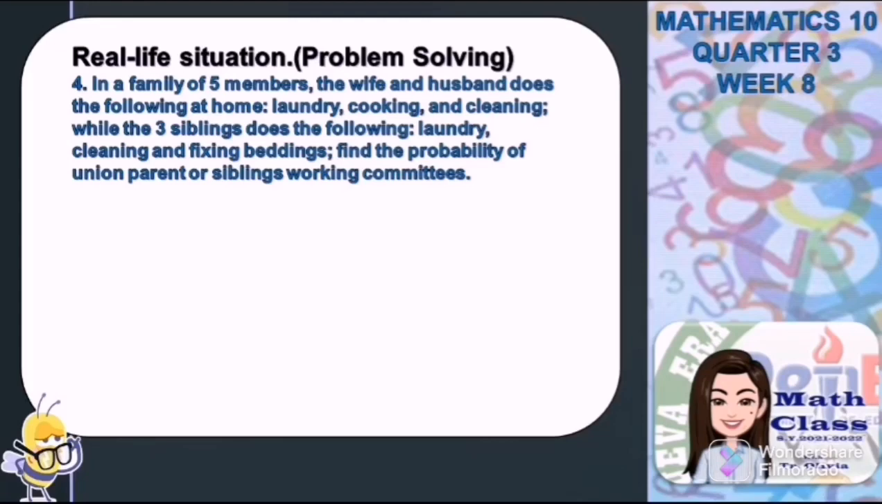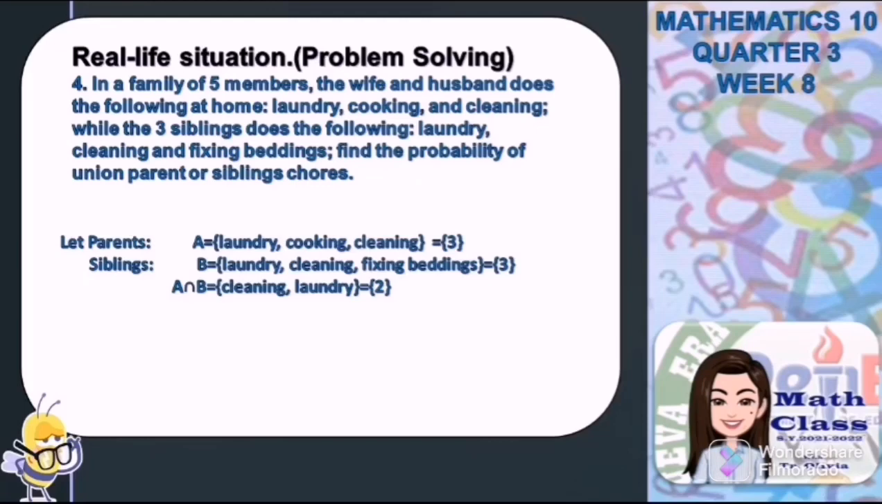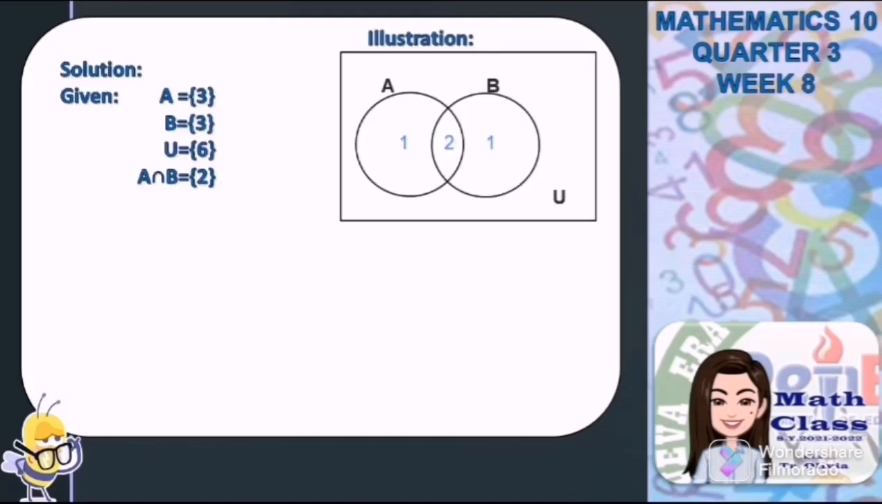Now, let's move on to another situation. In a family of 5 members, the wife and husband do the following at home: laundry, cooking, and cleaning, while the 3 siblings do the following: laundry, cleaning, and fixing beddings. Find the probability of the union of parent or sibling chores. So with set A being the laundry, cooking, and cleaning, we have 3. Set B, we have laundry, cleaning, and fixing bedding, so there are 3 also. And for A intersection B, we have cleaning and laundry.